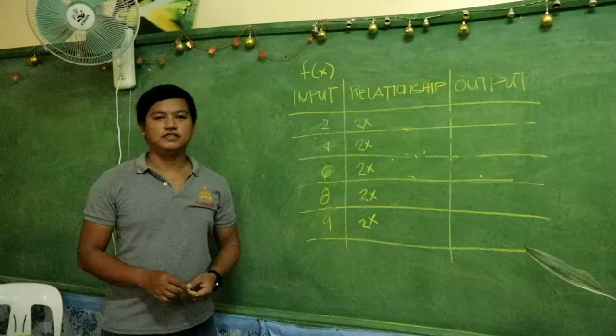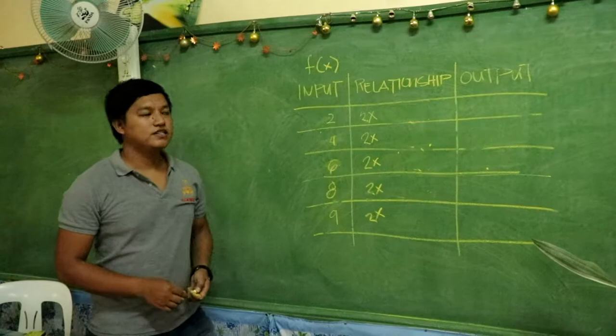A function is a relation for which each value from the set of the first components of the ordered pairs is associated with exactly one value from the set of second components of the ordered pair. So these are the examples of a function.